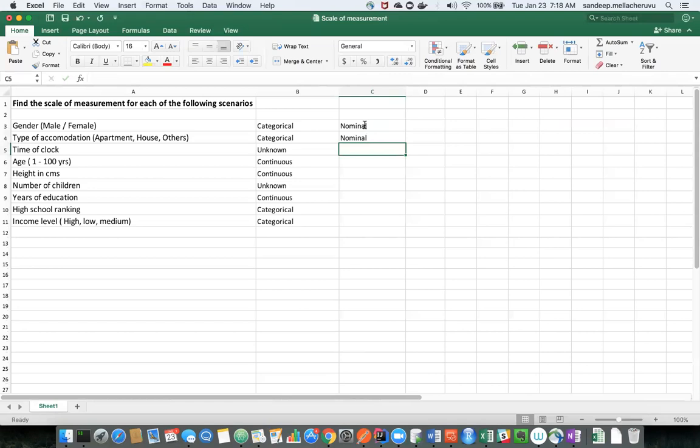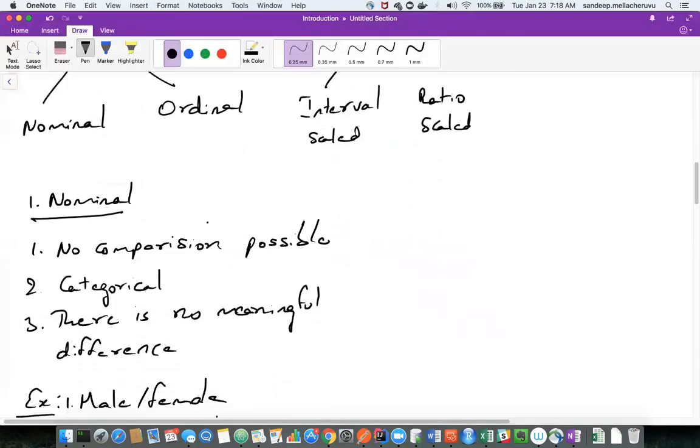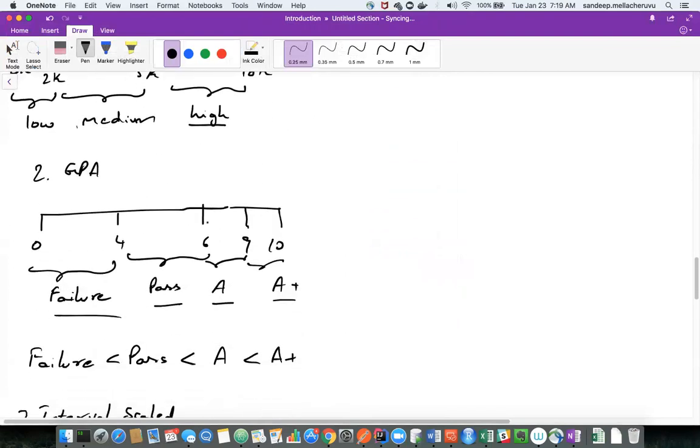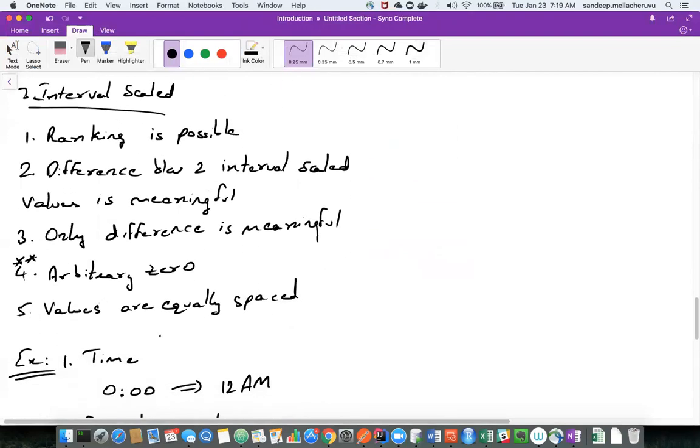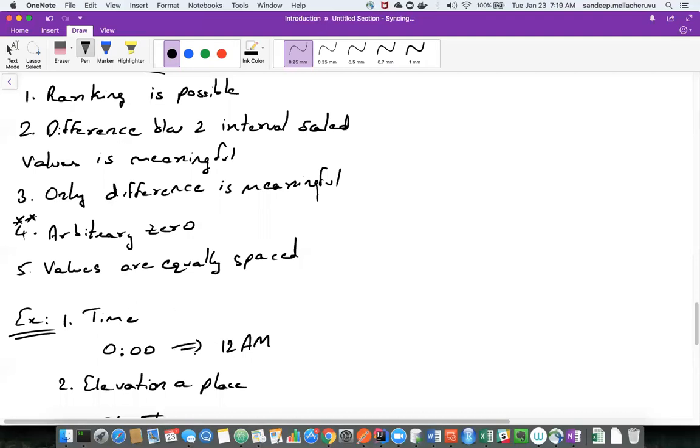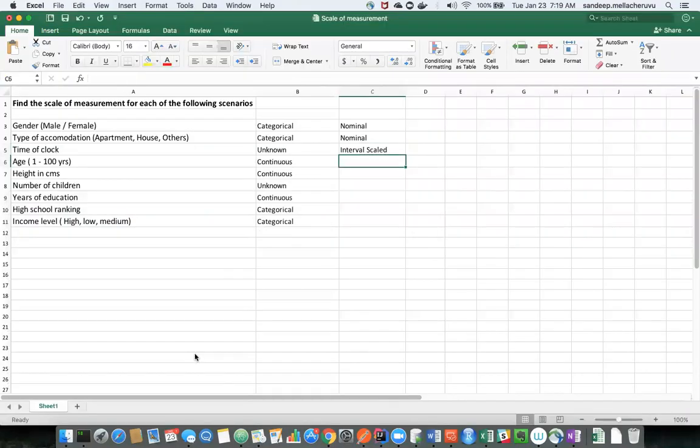And time of clock. It's continuous. Is it interval scale? Yes, interval scale. Because you can do a difference, but you cannot do an addition, right? You cannot add two times, but you can do a difference. Just now I described that. Interval scale. Difference is possible, and time is an example. Already I gave the example. Okay, it is interval scale.